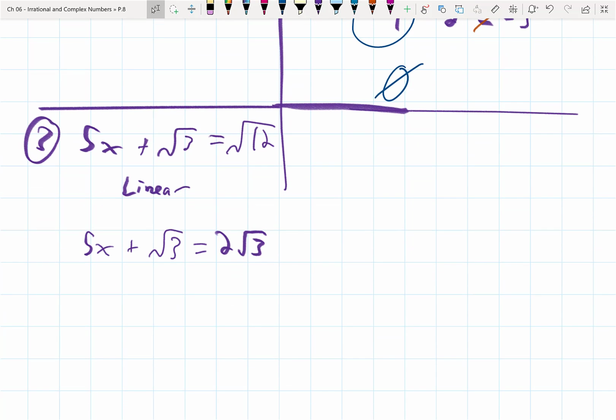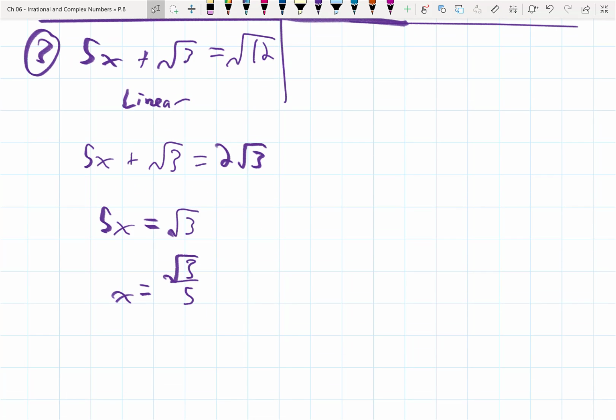And when I subtract root 3 from both sides, you get 5x is equal to 2 root 3 minus 1 root 3, which is... And when you divide both sides by the 5, you get x is equal to root 3 over 5. You did not square both sides at any time. You can check that when you plug it in, you get root 3 plus root 3 equals root 12, which is true. So we can put that in set notation and be done.